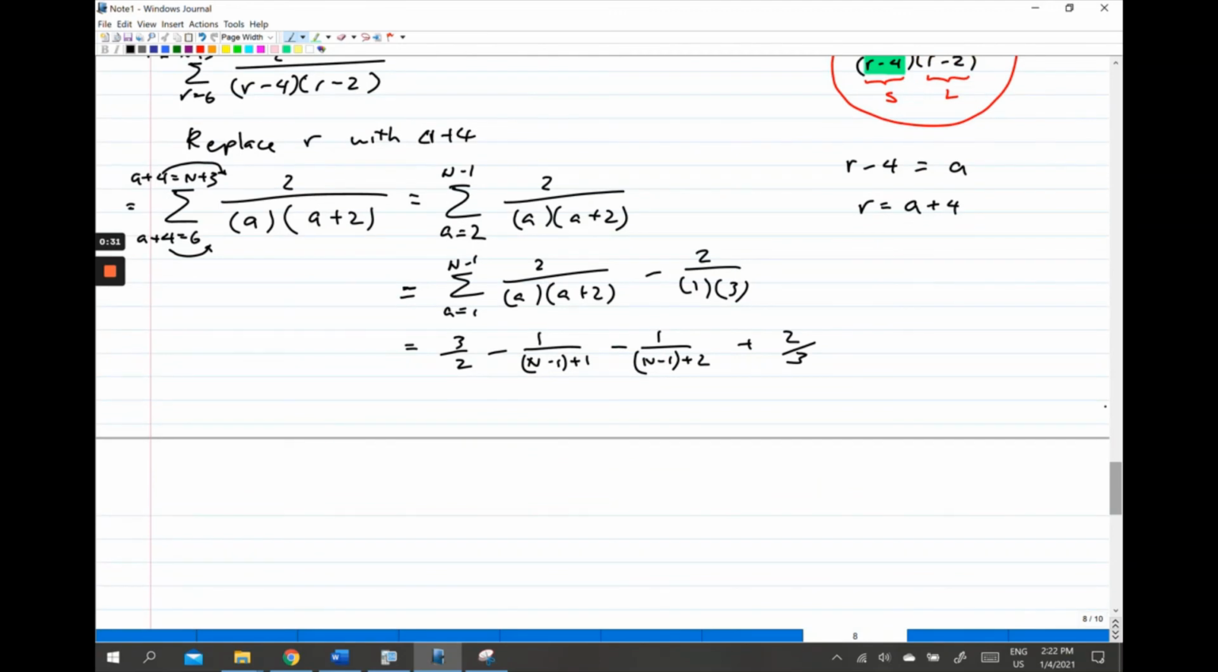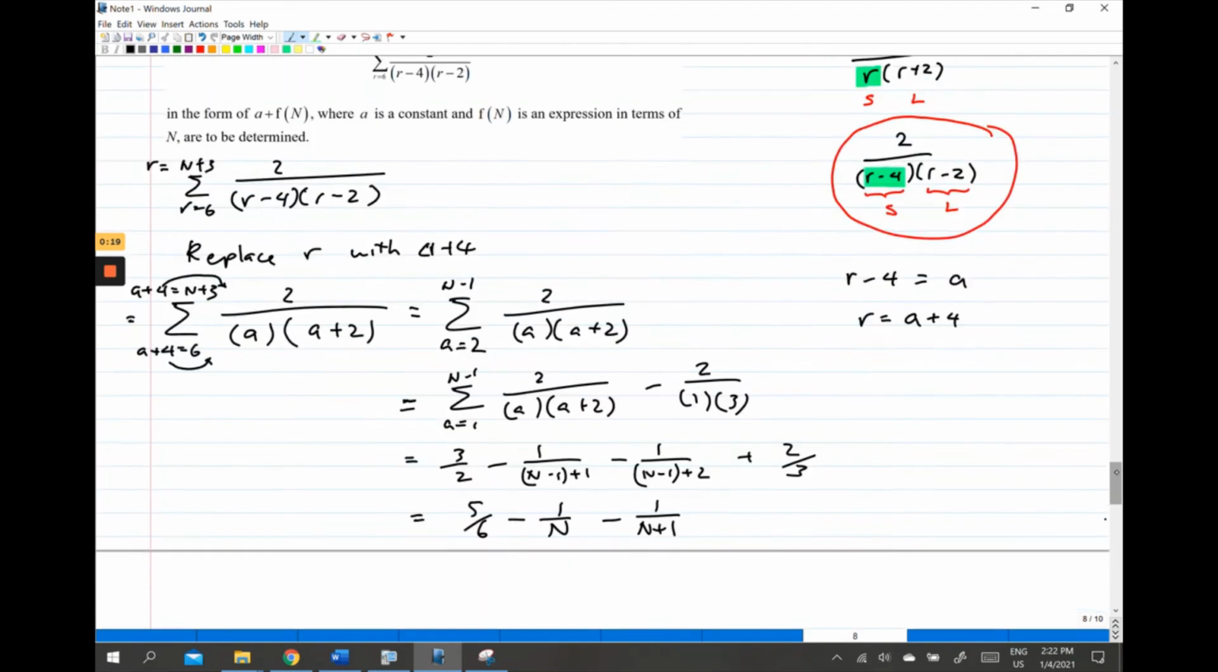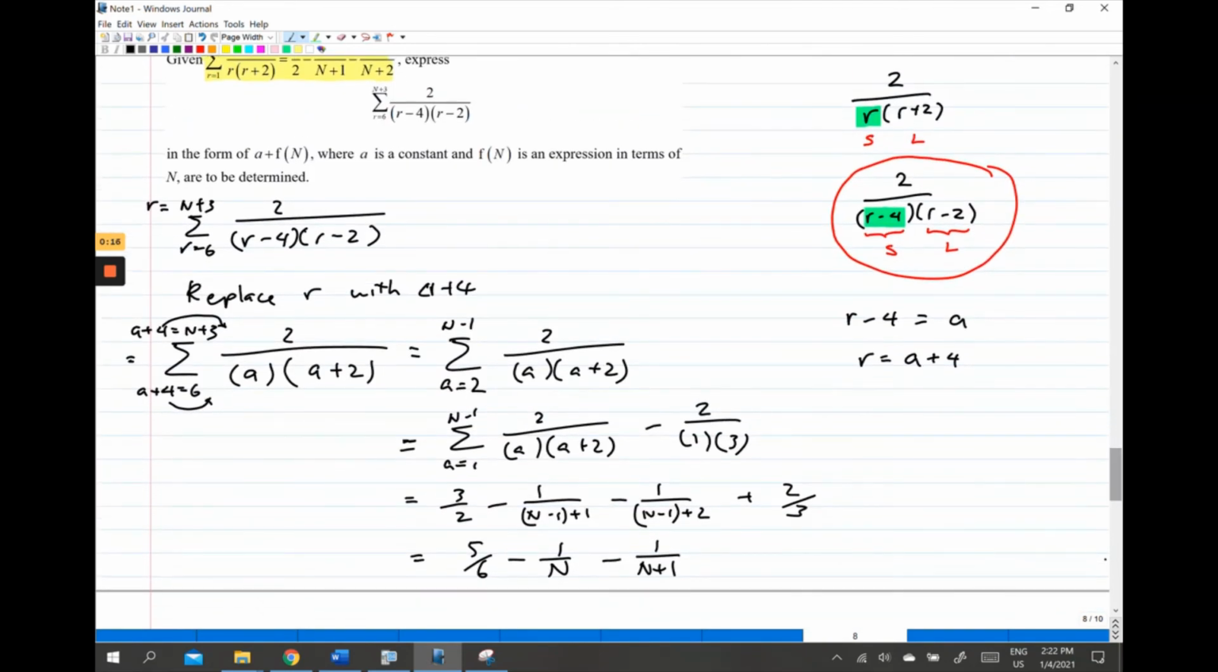With this, you're almost done. Just simplify a bit of your terms here. You are getting 5 over 6 minus 1 over n minus 1 over n plus 1. So this is how you will do your substitution.